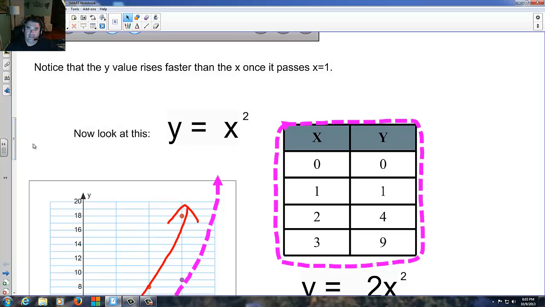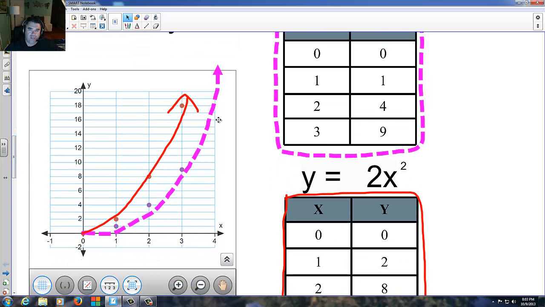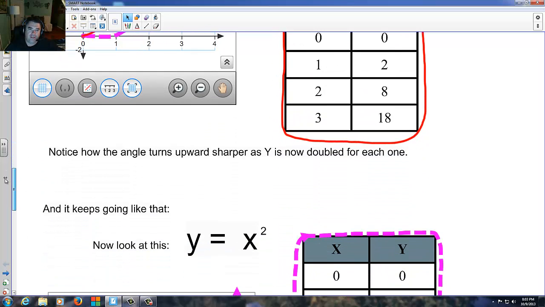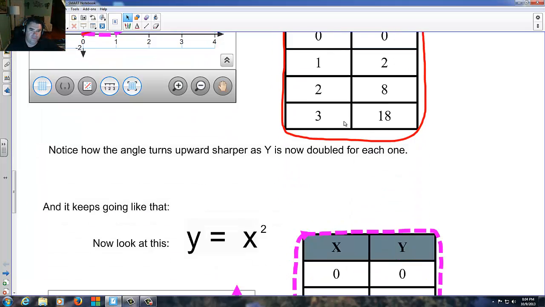Now take a look at this. You have y equals x squared, so again, 0, 0, 1, 1, 2, 4, 3, 9. Notice that is the general shape, and notice 2x squared is shooting up faster. Now take a look at these. Notice how the angles turn upward sharper as y is doubled for each one. Why is that? Because times 2 means it's going up twice as fast. It's increasing twice as fast.